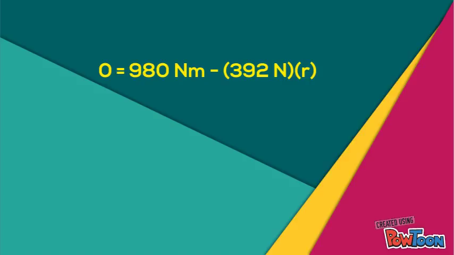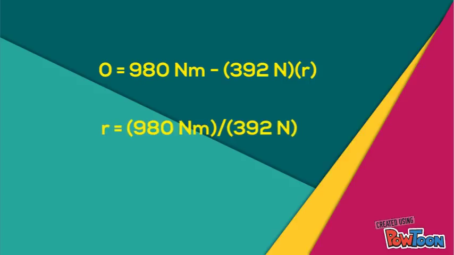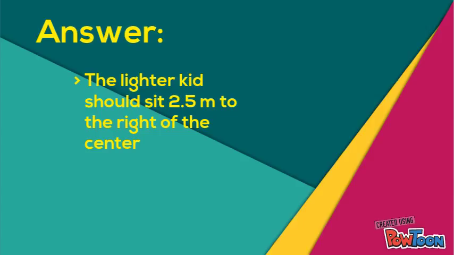Using algebra, we will end up with the equation of r is equal to 980 newton meters over 392 newtons. We cancel out newtons and it will leave us with the unit of meters, so r is equal to 2.5 meters. The answer would be, the lighter kid should sit 2.5 meters to the right of the center.